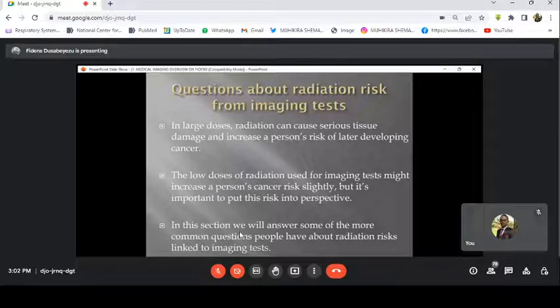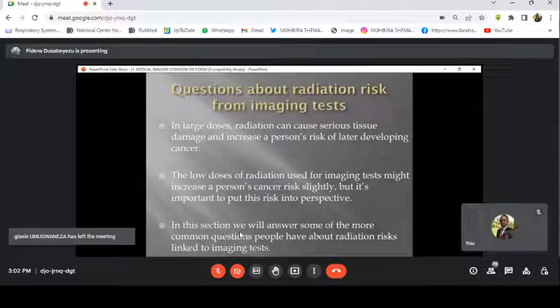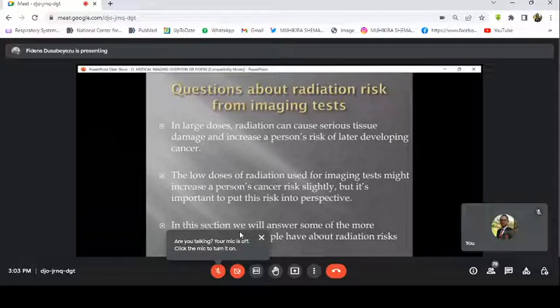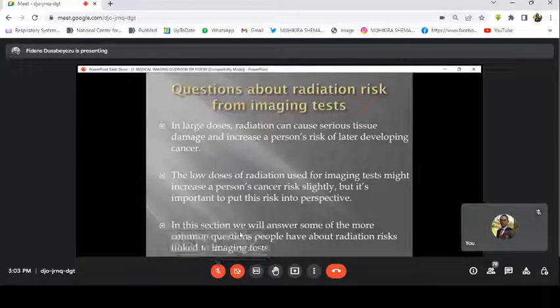But also doses of radiation, a very small amount of radiation but for a longer time, for years, also can be harmful, can cause cancer, and have different consequences. In number one, you receive a lot of radiation doses. And number two, low doses of radiation. Both are harmful. So we are going to see now, to answer some common questions people can have about radiation risk linked with imaging tests.